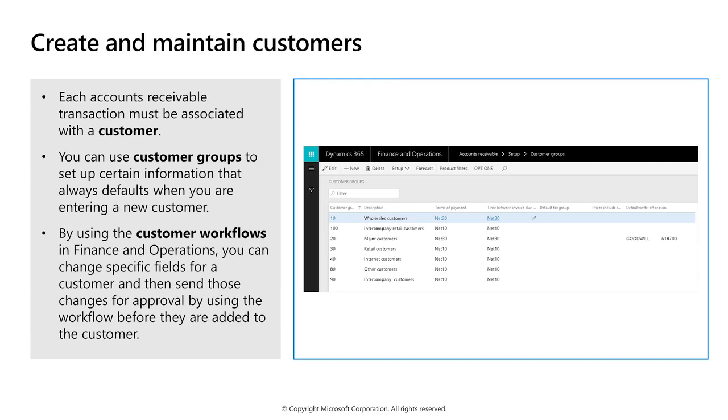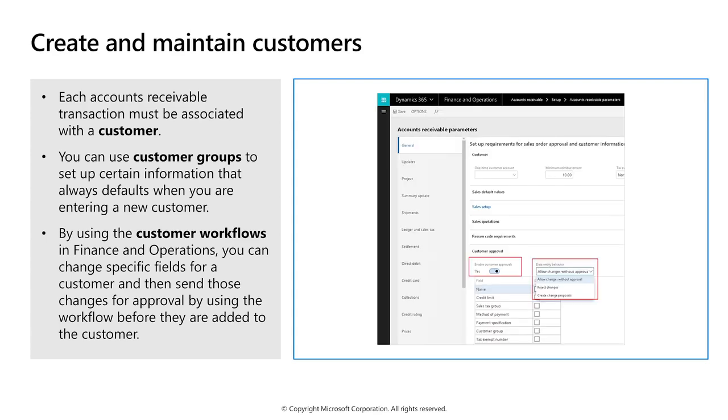Customer workflow has been added. We can change specific field for customer and then send those changes for approval by using the workflow before they are added to the customer. Before we can use customer workflow feature, we must enable it by going to account receivable setup, account receivable parameter. On the general tab on the customer approval fast tab, set the enable customer approval option to yes to enable the feature for new customer approval.